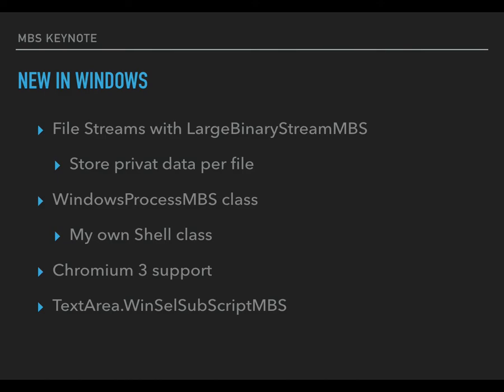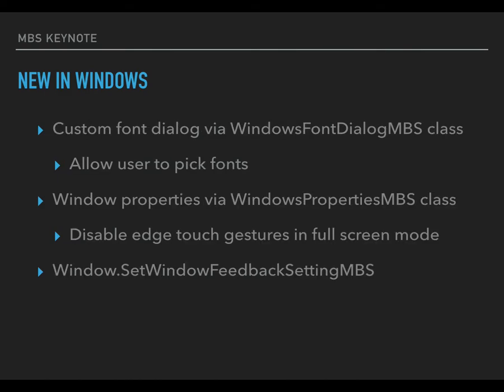Next, for Windows, I also got a font picking dialog, so you can allow your user to select a font with the system dialog. I also have the same dialog for Mac available, if needed. We got a window properties class, so you can set custom properties on a window in Windows. And there are a couple of keys defined by Microsoft with special meaning, including one to disable Edge touch gestures in full screen mode, which can be useful. And you can also define the feedback settings for various touch events of the window.